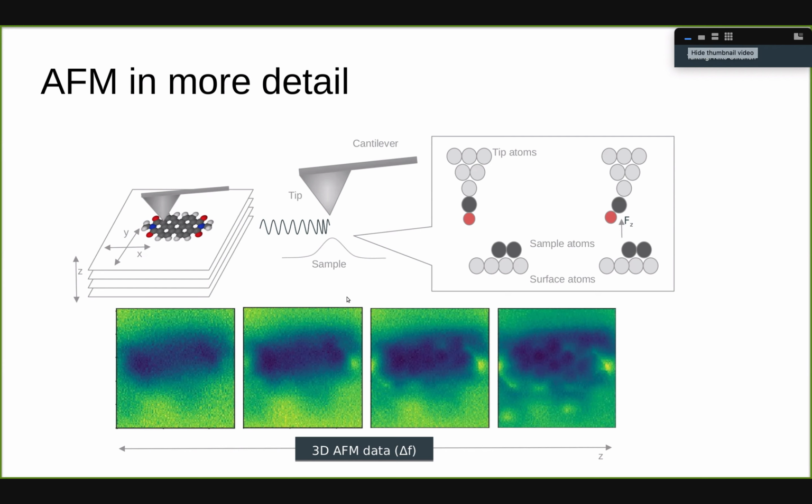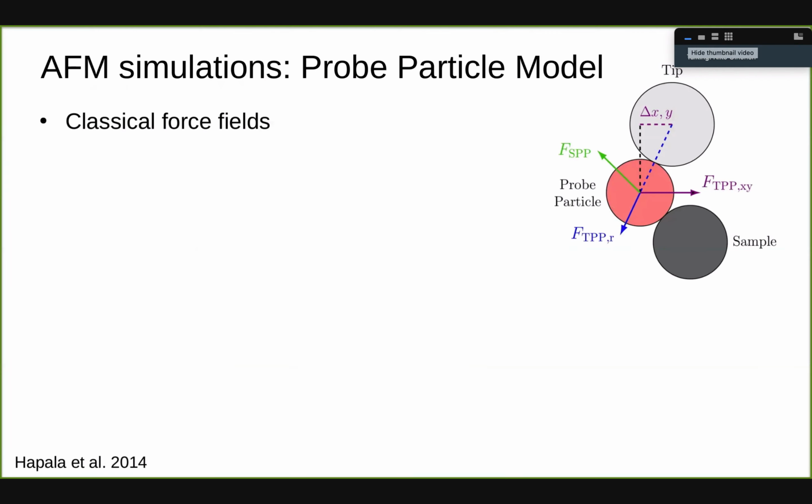Now, for the application in machine learning, one of the difficulties with AFM is that it's not a high throughput method, so it's difficult to create very large databases of experiments. So what we do instead for training the machine learning models is to use simulations, and we do the simulations using this so-called probe-particle model.